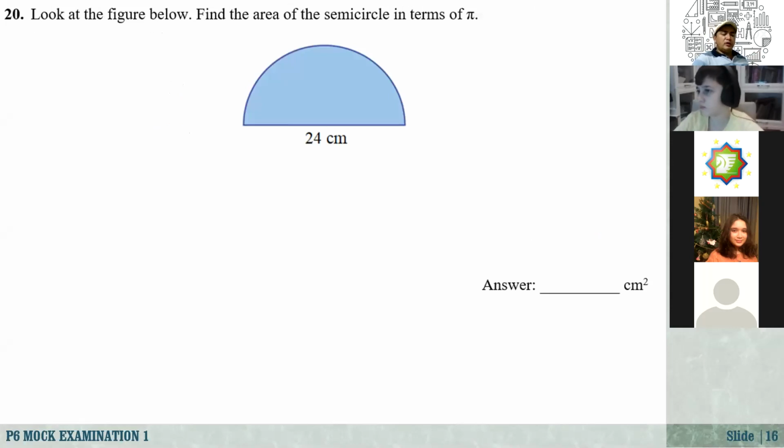All right, how about question 20? Just tell me, how do we calculate the area of a semicircle?